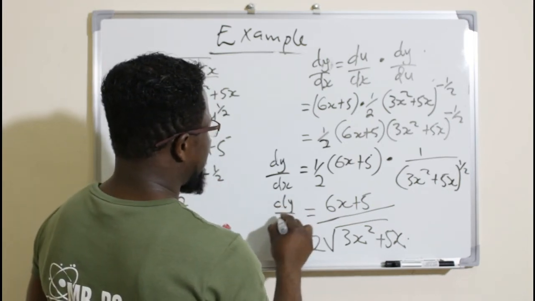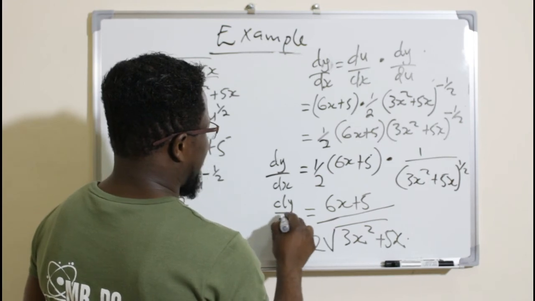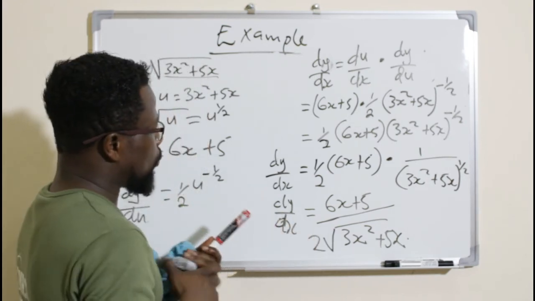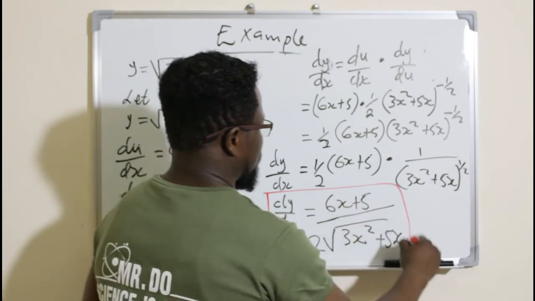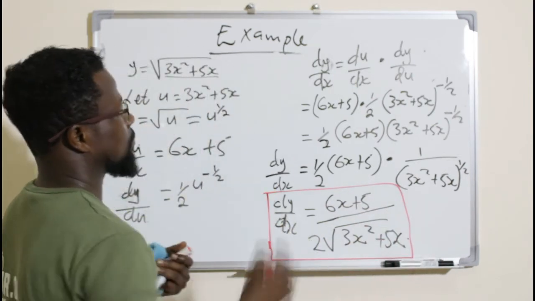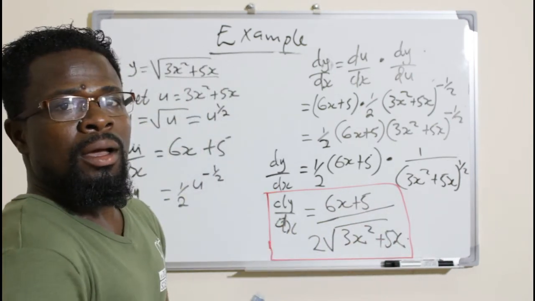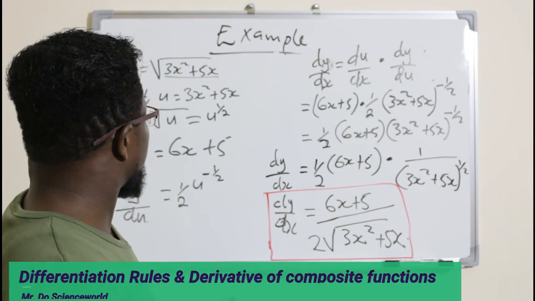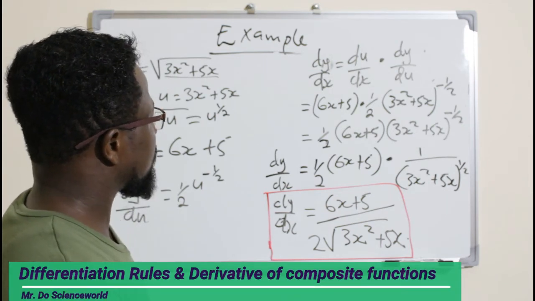So dy/dx is just equal to this. Let's try and solve question number 3 that we were given, and let's see.